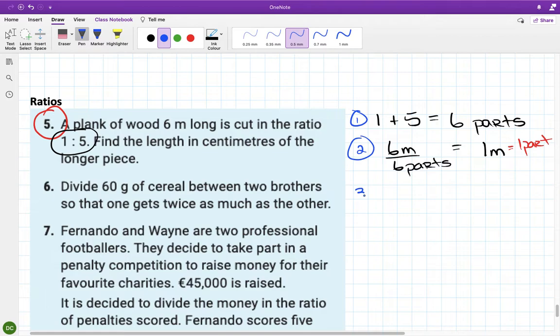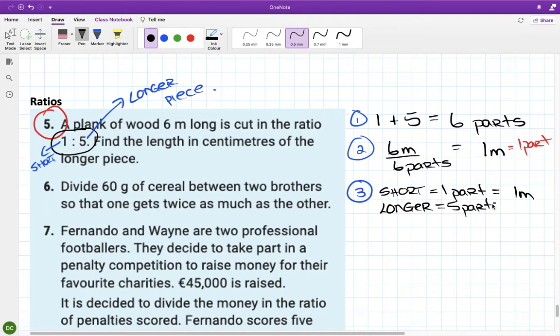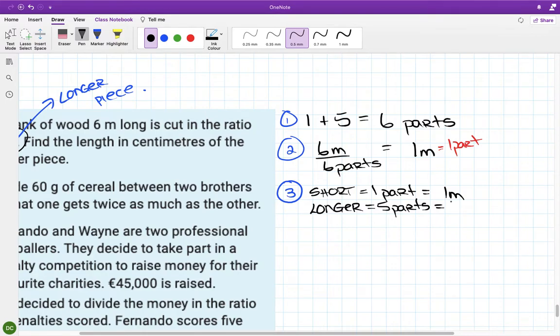And the last part is where you divide it up into the 2. So we don't have names on this. We have the short piece and we have the long or longer piece. Yeah? So the short piece, oh, colour. What is wrong with my colour coding today? The short piece is 1 part, and we know that 1 part is 1 metre. The longer piece is 5 parts, which means we have to do 5 of the parts, which is 5 metres.